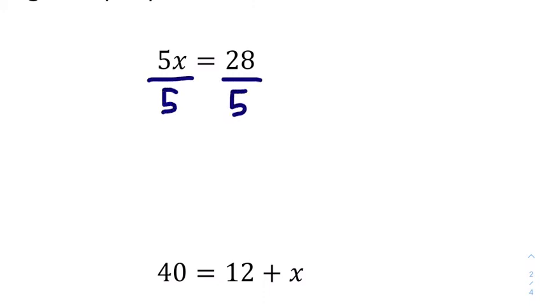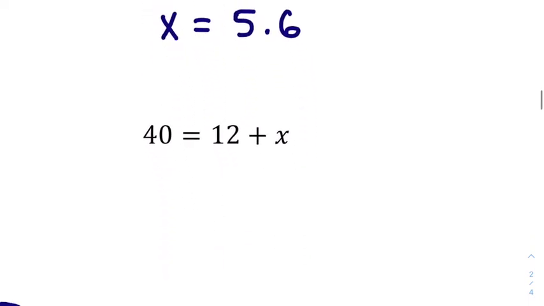And when I divide on both sides, the 5 cancels each other out. And I'm left with x is equal to, well, this one, 5 doesn't go into 28 nice and neat. So if you grab a calculator, 28 divided by 5 is 5.6. Okay, let's go down. Try the next one.